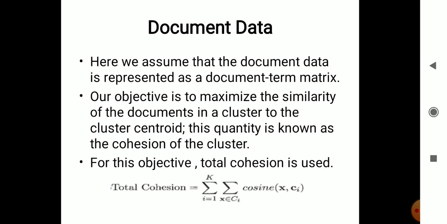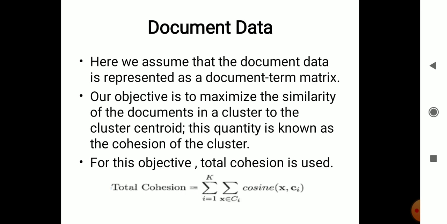Here our main objective is to maximize the similarity of the documents. Earlier we were trying to reduce the SSE value, but here we are trying to maximize the similarity of the documents present in a cluster to the cluster centroid. This quantity can be calculated by making use of total cohesion, using the formula given here: summation i equal to 1 to K, summation x belongs to capital Ci, cosine of x comma ci, which is used to calculate the cohesion value.